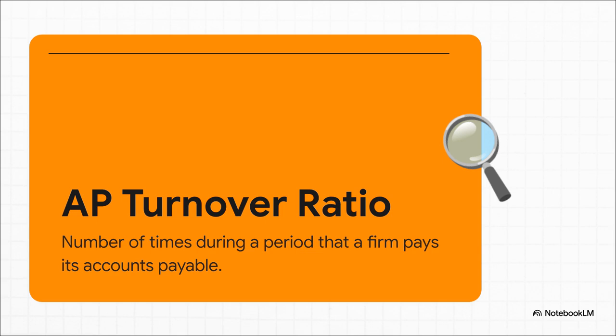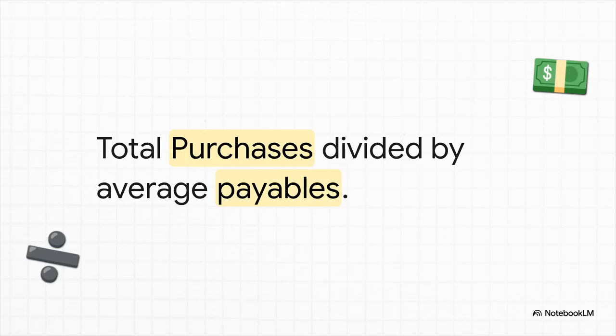At its core, accounts payable turnover is simply the number of times a firm pays off its accounts payable during a specific period. Think of it as a fundamental activity ratio. It essentially measures how efficiently a company manages its cash outflows to its suppliers. And here is the formula. Total purchases divided by average accounts payable.